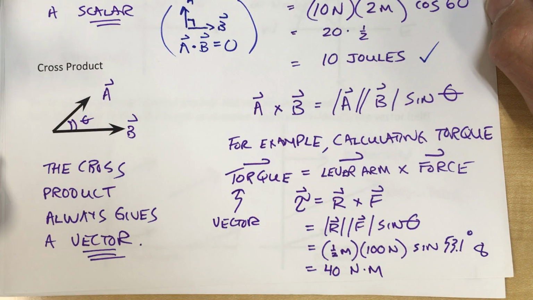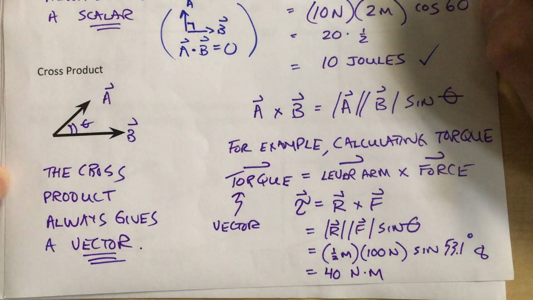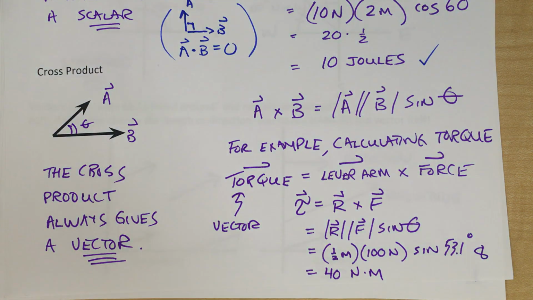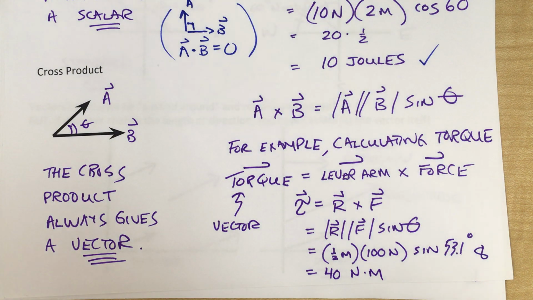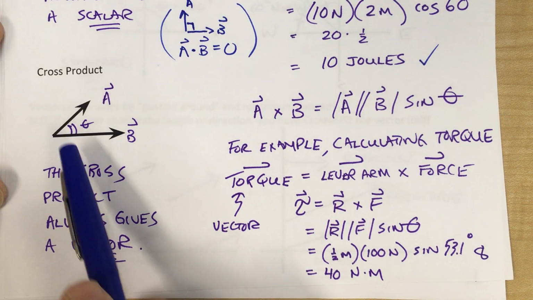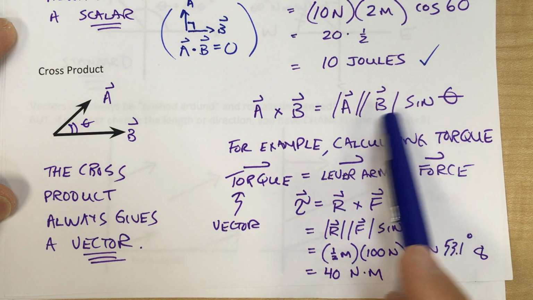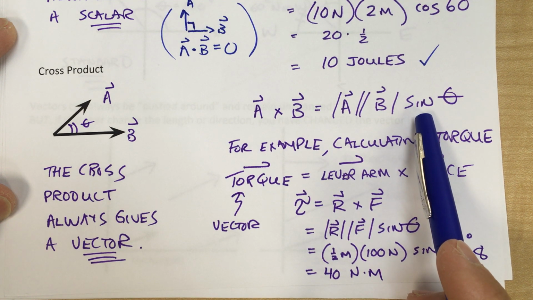The other way of multiplying vectors is called a cross product. Last year we actually used a cross product, but I don't know if I called it that. A cross product is written differently. You actually put an x here. And instead of multiplying by the cosine of theta, you multiply by the sine of the angle between them.